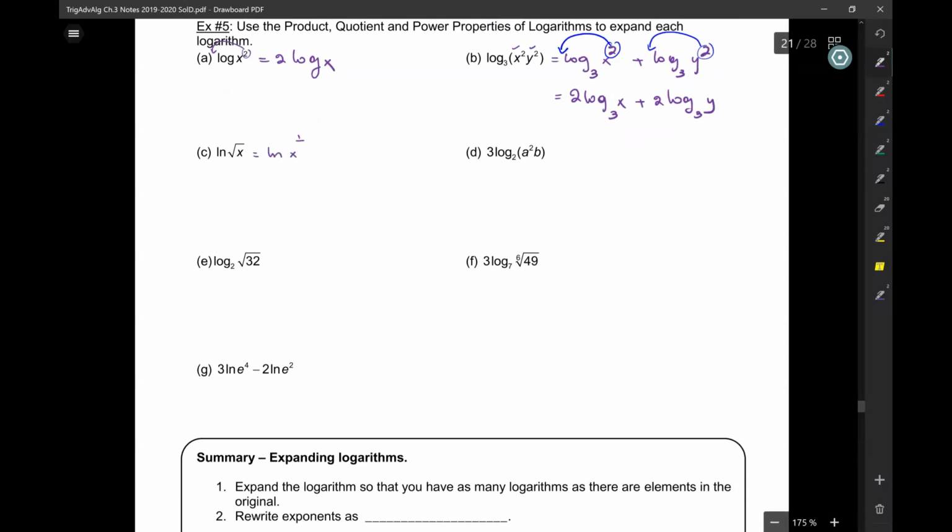Yep, x to the half. Then, half comes down, half ln of x.